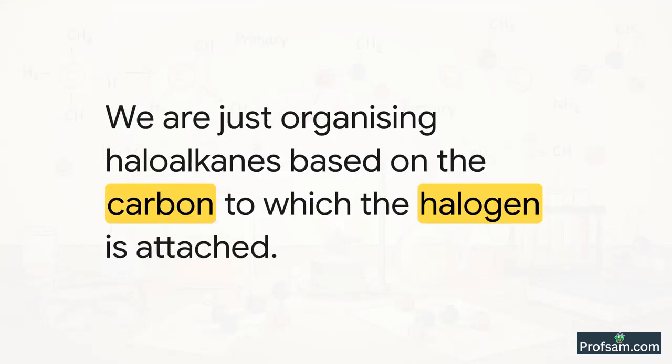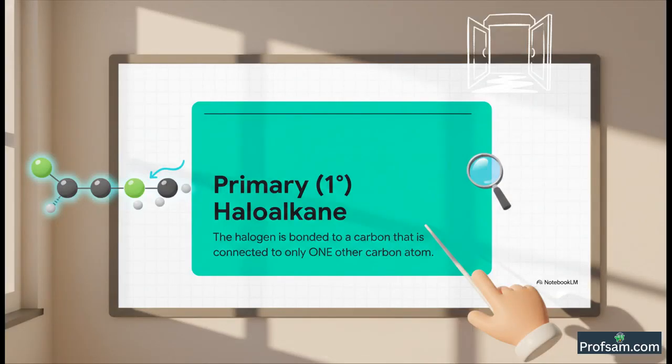Fundamentally, classification is just a method of organizing. We are simply looking at the carbon atom that is holding onto the halogen. And then we just count how many other carbon atoms are its direct neighbors. That's it. That is the whole idea. First up, we have the primary haloalkane, which we write as 1 degree. Here, the halogen atom is attached to a carbon that is connected to only one other carbon. You can just imagine this carbon is sitting at the very end of a chain. It's very open, very easy to reach.